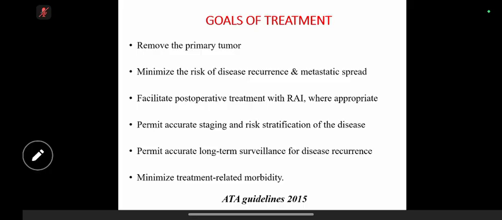So, what are the goals of the treatment? It is to remove the primary tumor, minimize the recurrence, and minimize the metastatic spread, facilitate postoperative treatment with RAI whenever indicated, permit accurate staging and risk stratification, permit accurate long-term surveillance for disease recurrence, and minimize treatment-related morbidity.